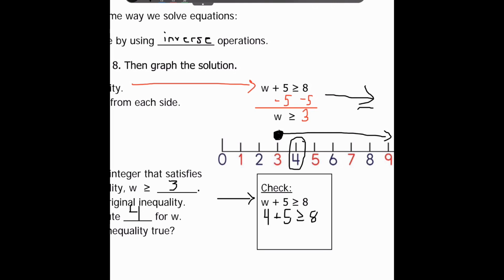Now, is the inequality true? Well, what's 4 plus 5? It's 9. Greater than or equal to 8. Is 9 greater than or equal to 8? Sure it is. We have satisfied our check. Not the best check symbol, but you get the point. Good.